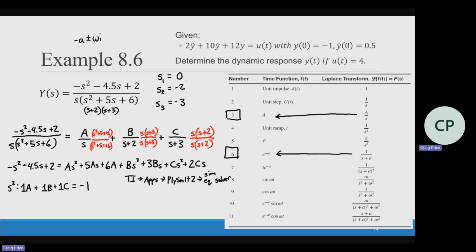equation solver. And Casio, I can help you with this. It's in the same place as the root finder. I can show you after this. So that would be my s squareds. For s, I have 5a plus 3b plus 2c, and then equals, on the left-hand side, negative 4.5. So that would be my second equation. My last equation would be just the constants. So I have 6a, and that's it. I have 0b, 0c is equal to 2.